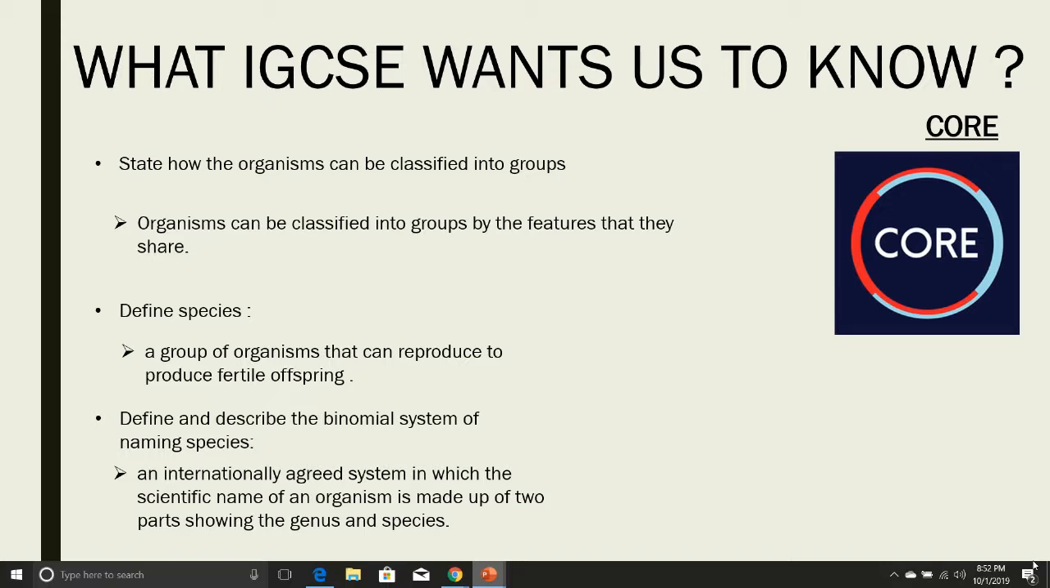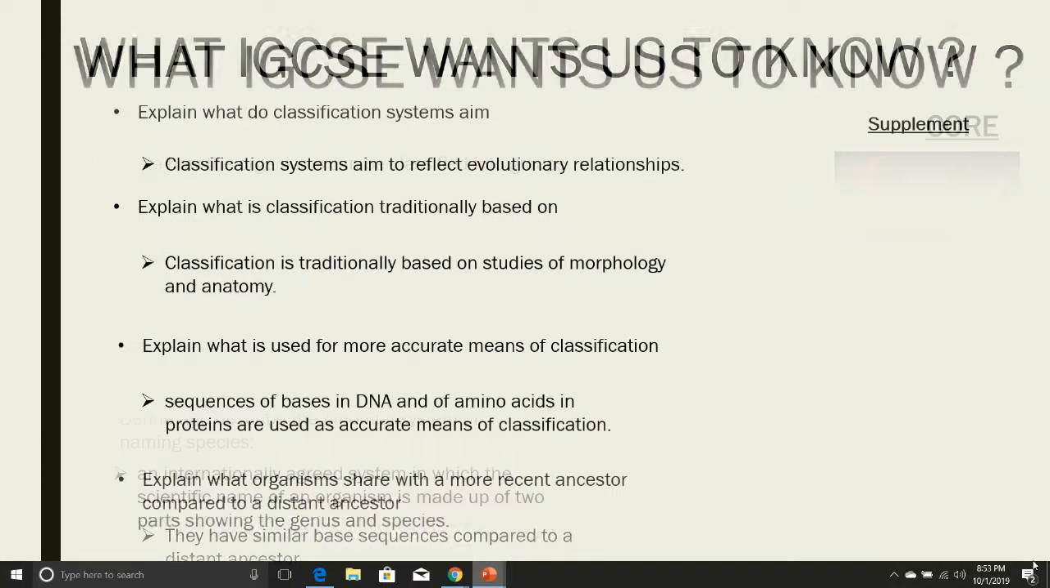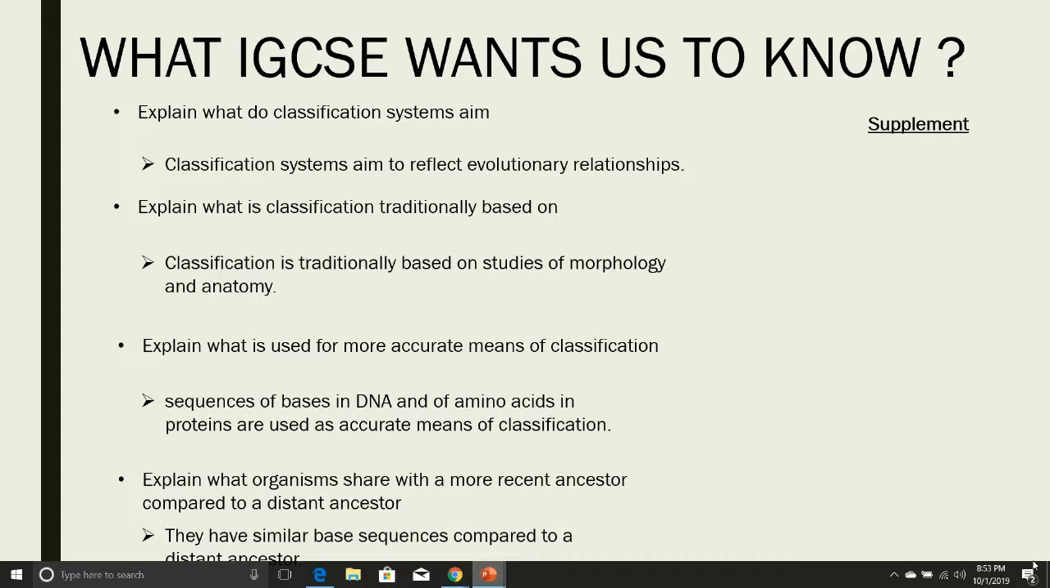Define and describe the binomial system of naming species, an internationally agreed system in which the scientific name of an organism is made up of two parts showing the genus and the species. So, in the supplement part of exam, they want us to explain what do classification systems aim. Classification systems aim to reflect evolutionary relationships.